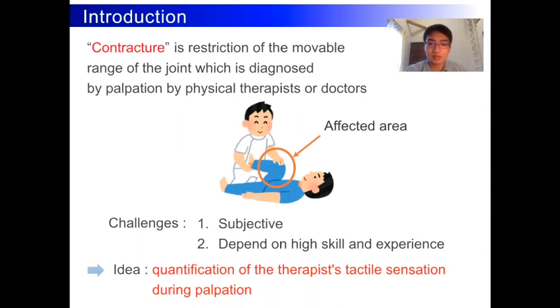Palpation is a subjective diagnosis, so it is difficult to share the evaluation among other therapists. In addition, the diagnosis depends on the high skill and experience of each therapist, so the diagnosis result may differ from one therapist to another. For these challenges, we have an idea of quantification of the therapist's tactile sensation during palpation.